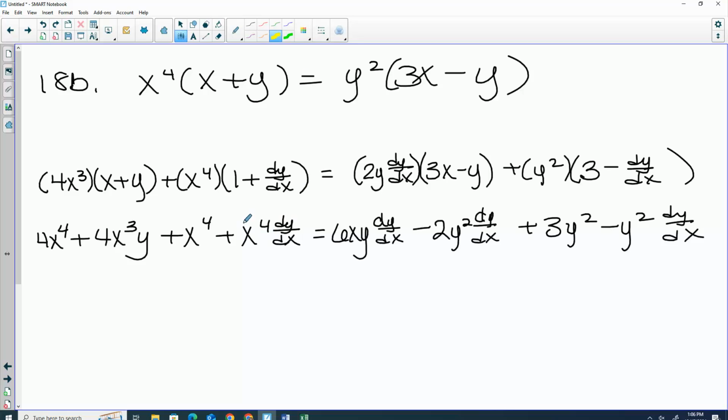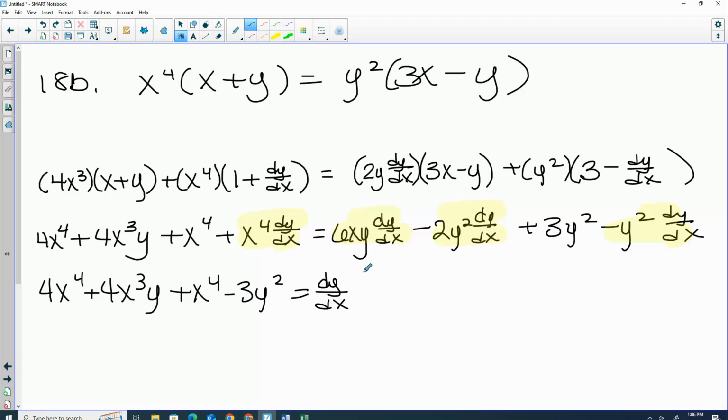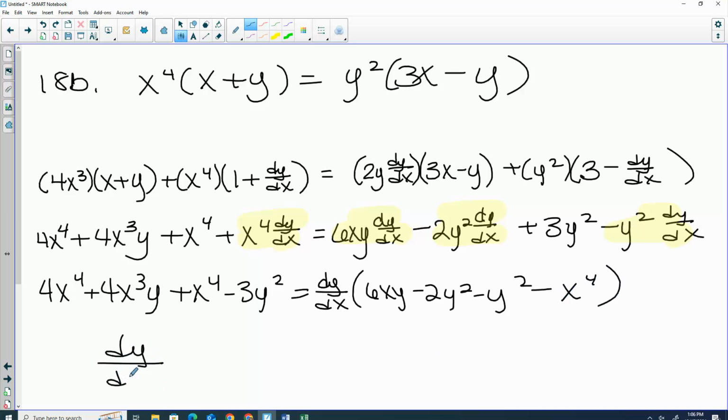At this point, we have to regroup. Everything with dy dx needs to be on the same side of the equation, everything without it on the other. So what I'm going to do is just bring over this 3y squared, and I'll subtract over my x to the 4th dy dx. Can I factor out dy dx at the same time? Yep. So the final step to get dy dx by itself is to divide.